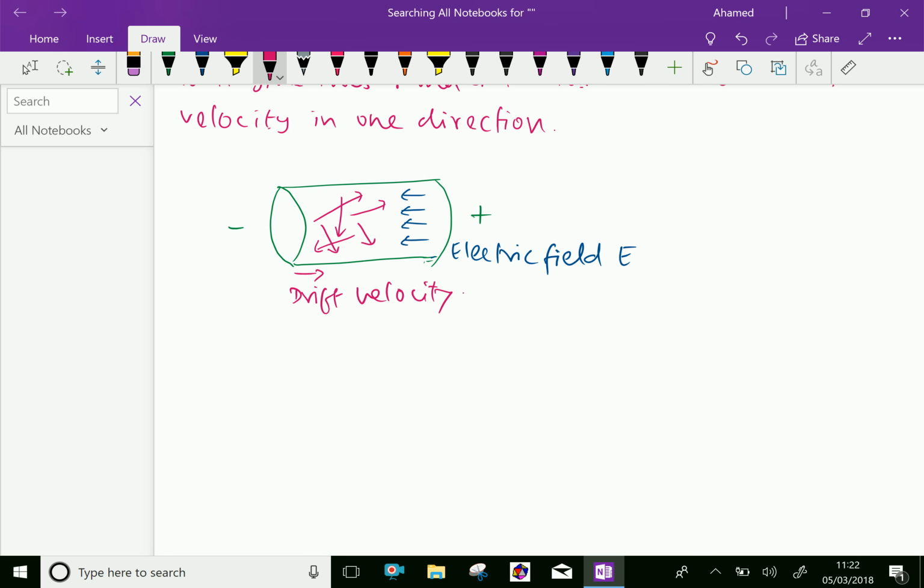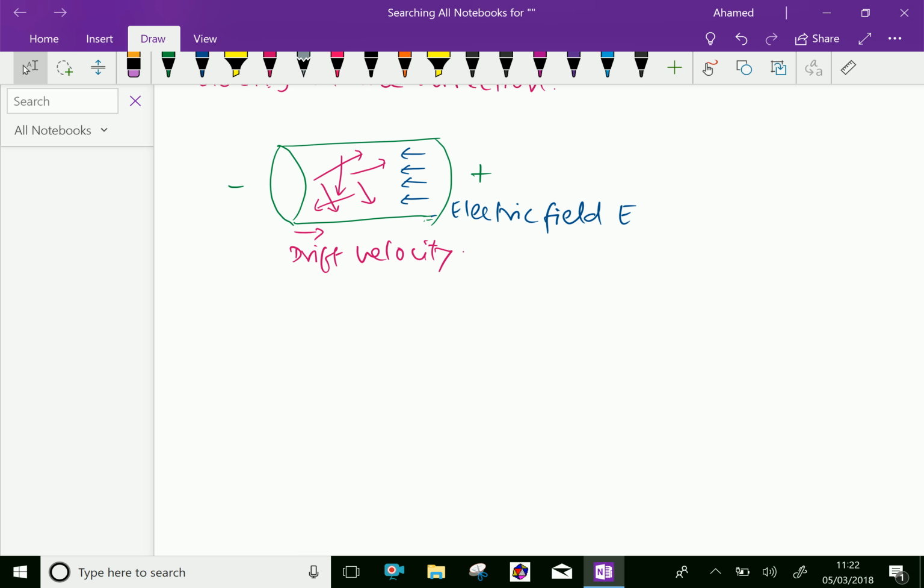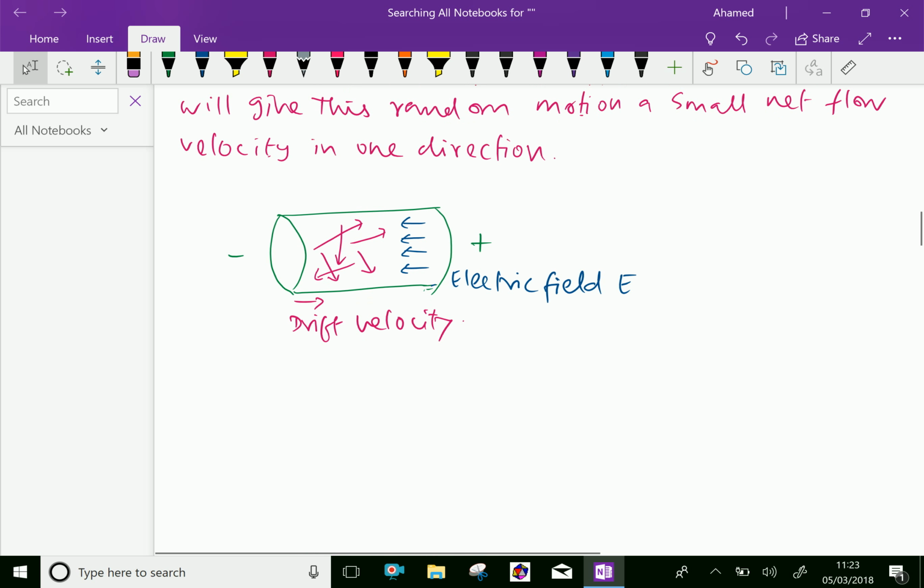Here the electron moves at the Fermi speed and has only a tiny drift velocity superimposed by the applied electric field. Now we'll get the speed of the electron drift velocity. We will prove this.